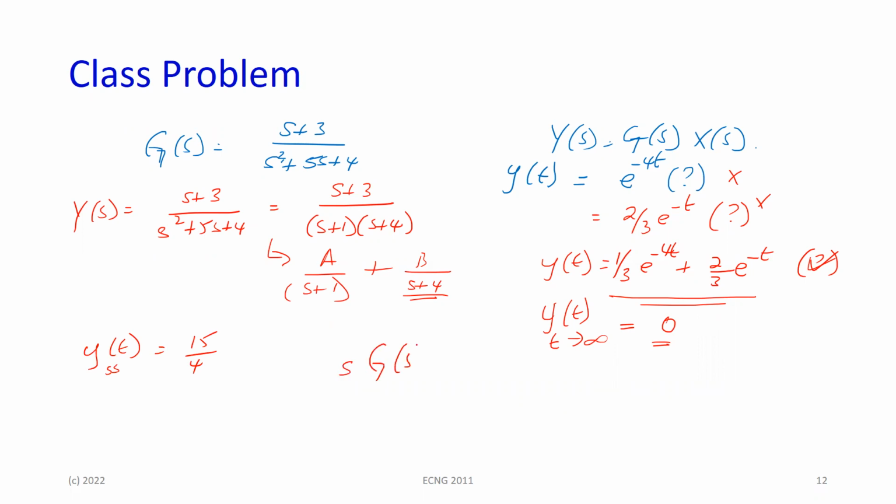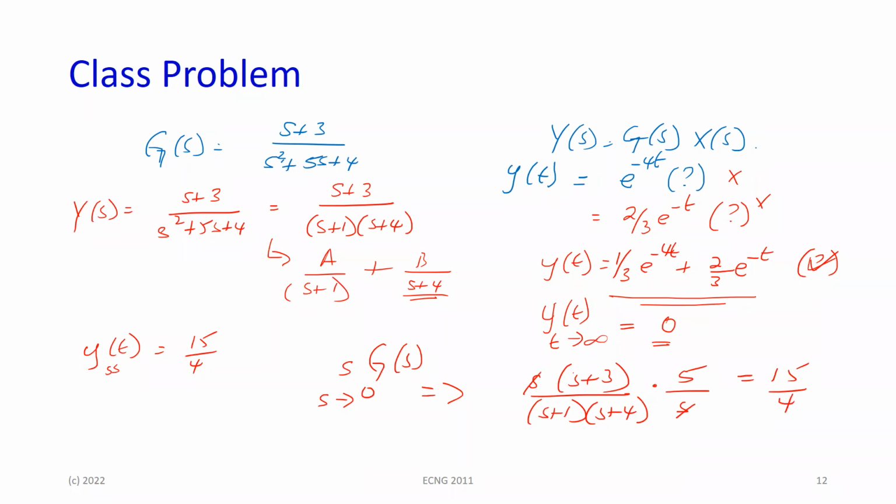It will be SGS as S goes to 0. If it's steady state, does S go to 0 or infinity? 0. Right? So S goes to 0, and this will be S, and GS is S plus 3 over, well, we already factorized, S plus 4, right? It's S by this, and the input is 5 over S. Okay, and if you do it correctly, you're going to get 15 over 4, 3 and 3.75. Make sense?